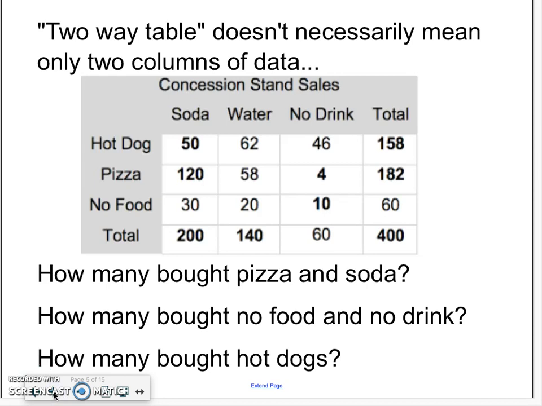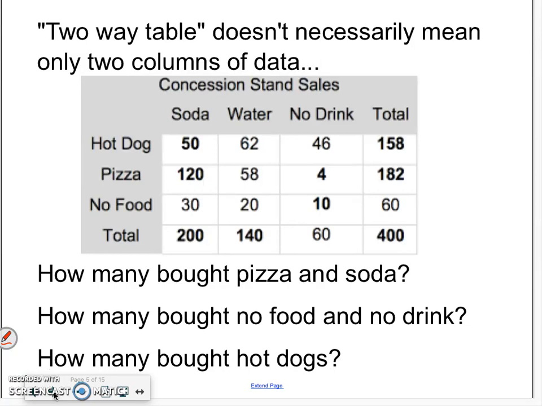The two-way table doesn't necessarily mean that we only will have two columns of data, though. We could possibly give people 3 options. So for example, here we have concession stand sales. And you'll see that in our categories, we have the drinks and we have the food, but we have 3 different labels within each category. So we have soda, water, no drink, and then hot dog, pizza, and no food. We can still pull the data the same exact way we do when we only have 2 different columns of data.